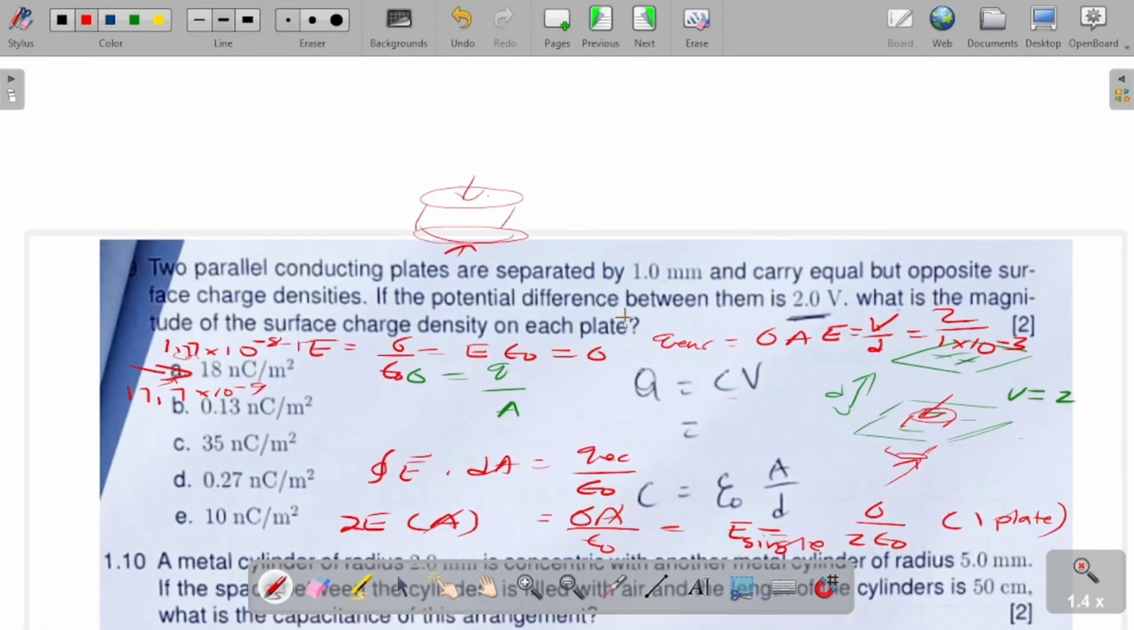If there is none, okay, remember that when we have electric field as sigma over epsilon naught, this is for two plates. Alright.